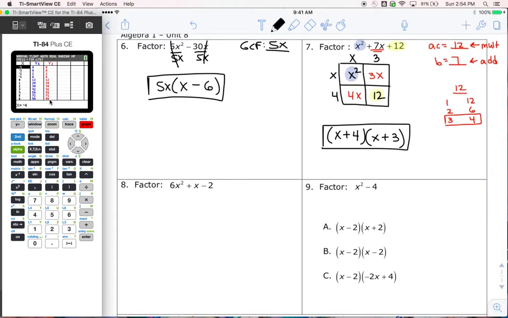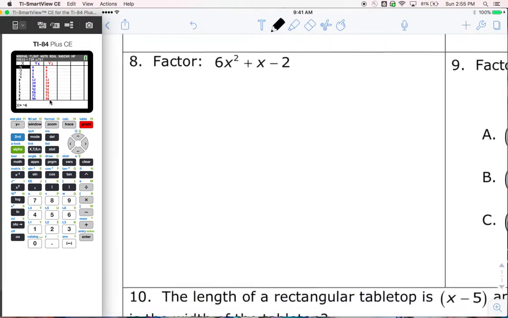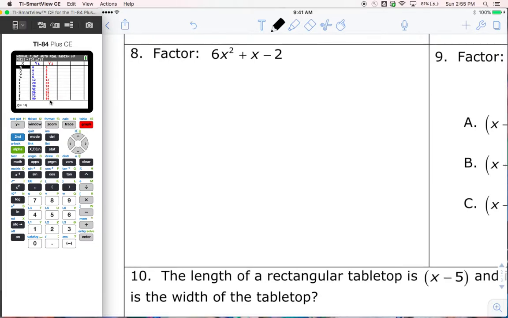All right, problem number 8. Another factoring problem. Here we go. All right, so we do not have a GCF in all three of these terms except for a 1, which means we can jump straight to the good stuff. So A times C and B. Well, A times C is 6 times negative 2 in this case, so negative 12. And B is just 1.